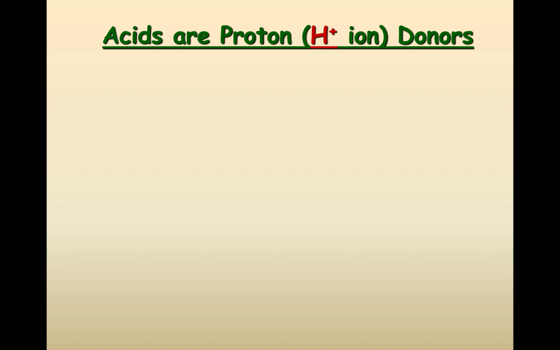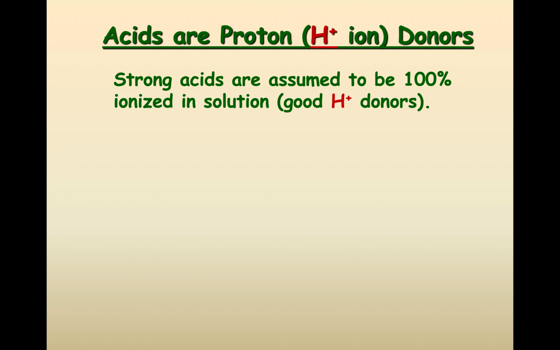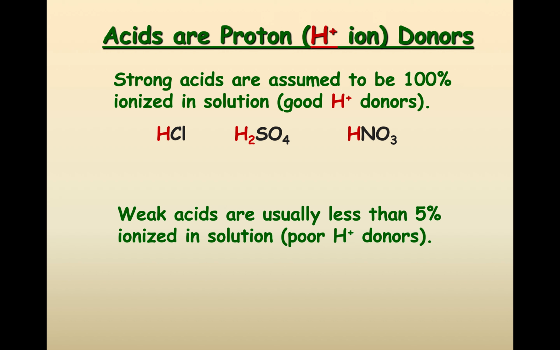So acids are proton donors. Strong acids are assumed to be 100% ionized, which means that they give all of the hydrogen positives that they can. These are three of the strong acids: HCl, H2SO4, and HNO3. So that's hydrochloric, sulfuric, and nitric acid. You need to make sure that you have those memorized. Perchloric and hydrobromic acid are also strong acids, and hydroiodic as well.